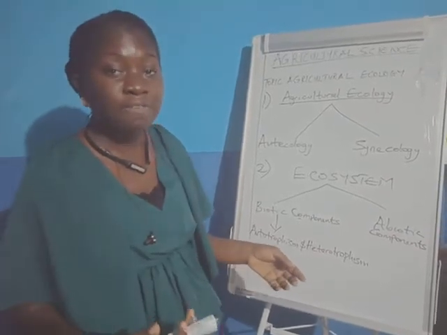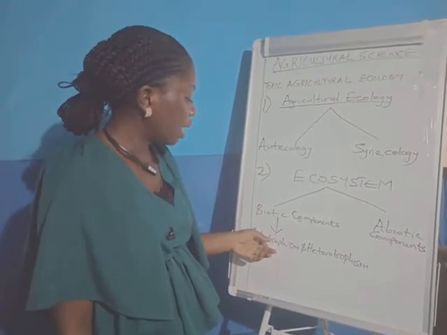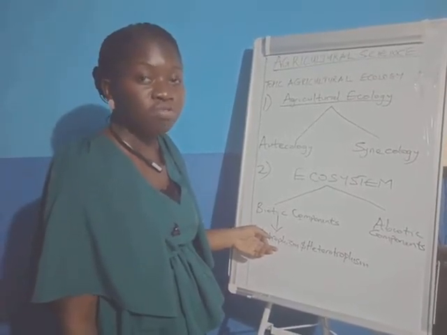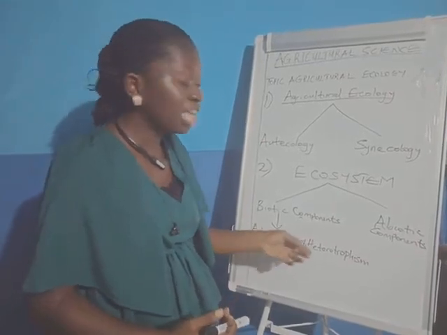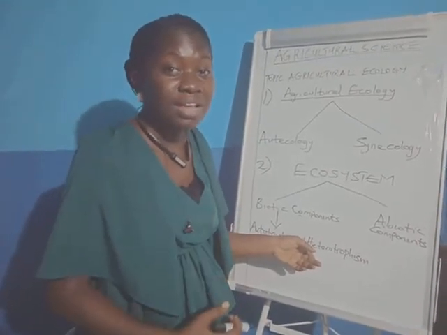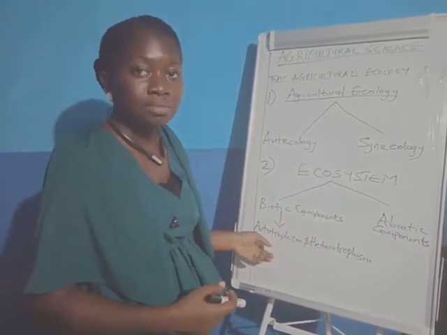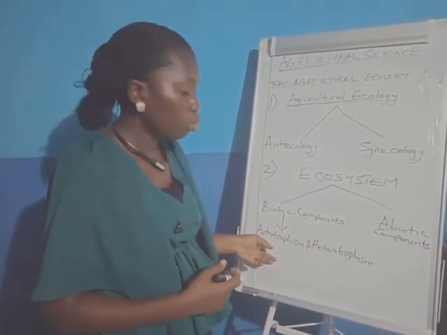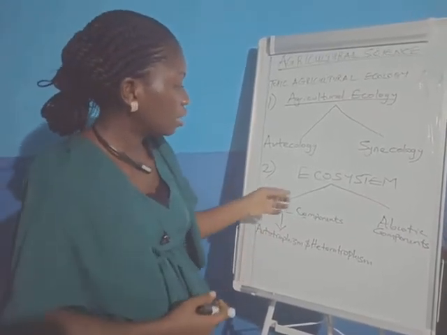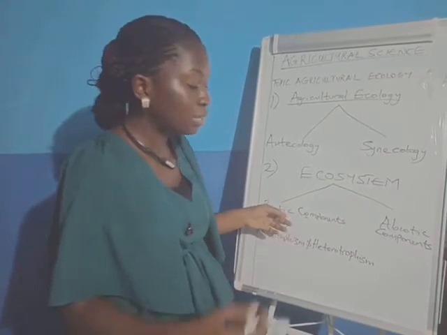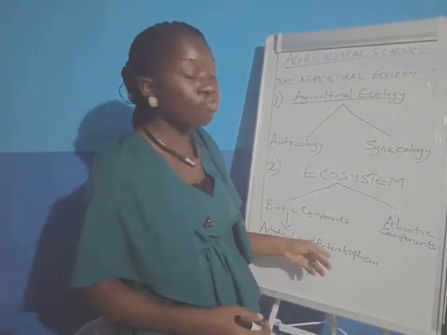So these animals feed on plants, and these plants are under autotrophs. They are autotrophs because they produce their own food by themselves. But the heterotrophs depend directly or indirectly on plants because they feed on plants. So they depend on the autotrophs. Then under the ecosystem, I said we have the biotic component, which can be divided into autotrophism and heterotrophism.